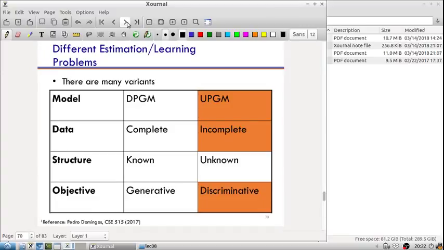Wow, there's incomplete data as well. Okay, we'll skip this for now because it's undirected PGMs, discriminative, and incomplete data, which is even more complicated. So let's skip that.